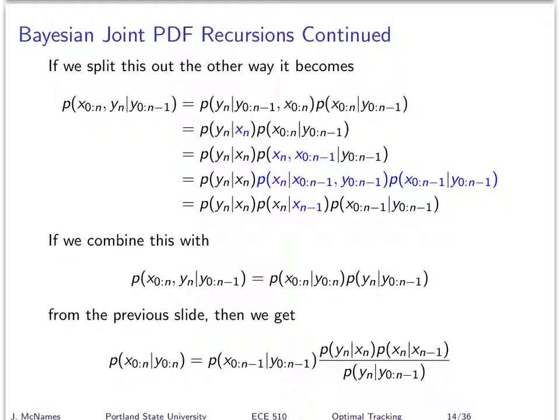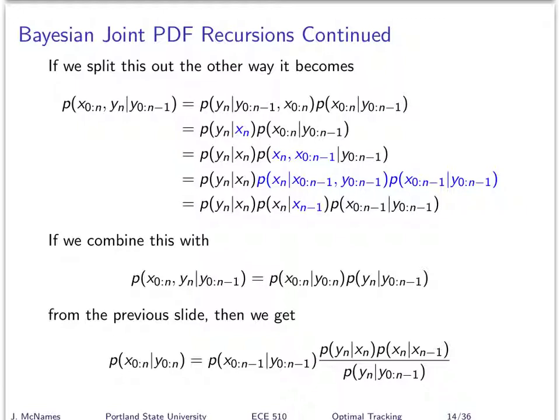Now, there's a couple of things to note about this. One is this popped up, which is a good thing. That's the posterior at the previous time sample. That's one of the things that we wanted for the recursion, and it just showed up. That's a really good thing.